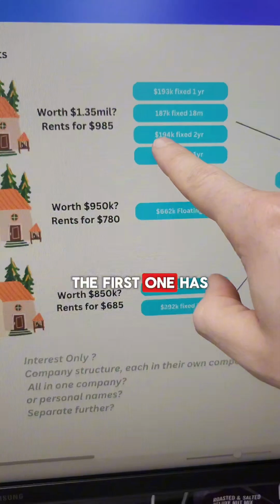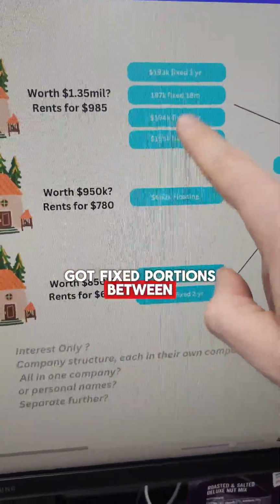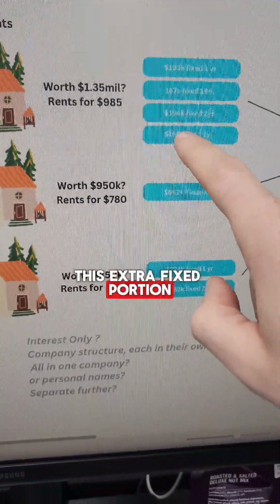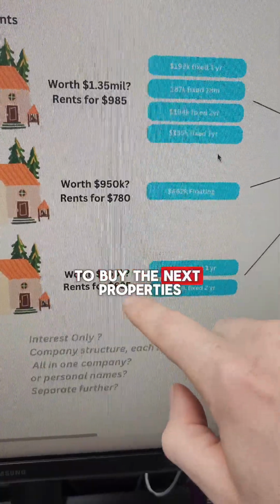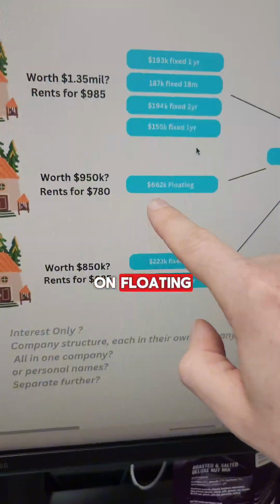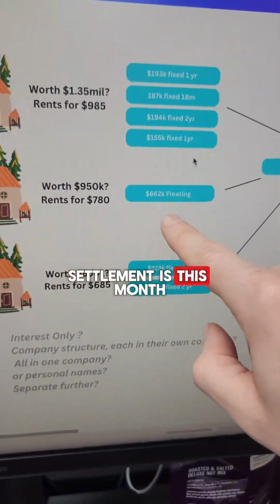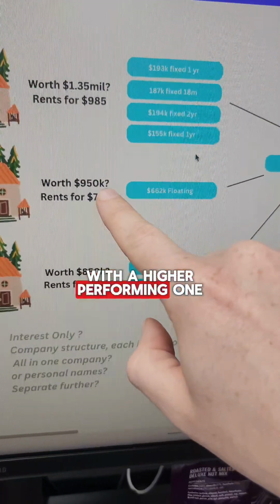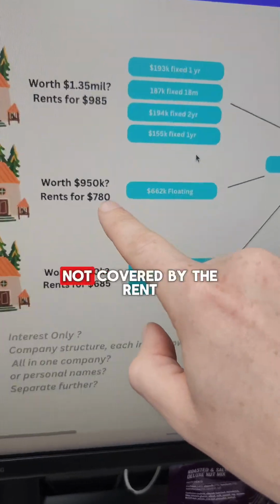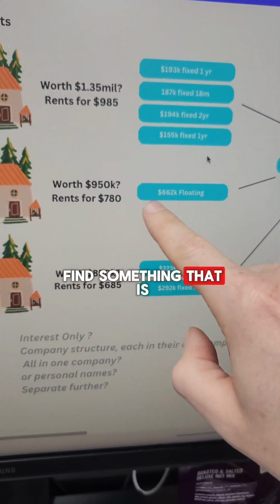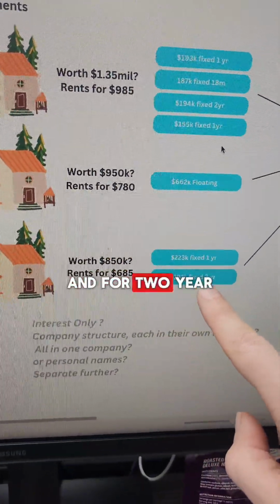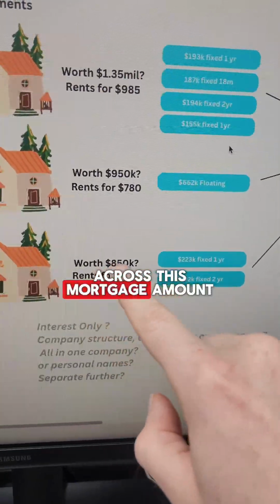So the first one has got fixed portions between 1 year, 18 months, and 2 years. This extra fixed portion was an equity release to buy the next properties. This one here is on floating because it's actually being sold. Settlement is this month, and I'll replace it with a higher performing one because that cost is not covered by the rent. So I need to find something that is. And then this one here is fixed for 1 year and for 2 year across this mortgage amount.